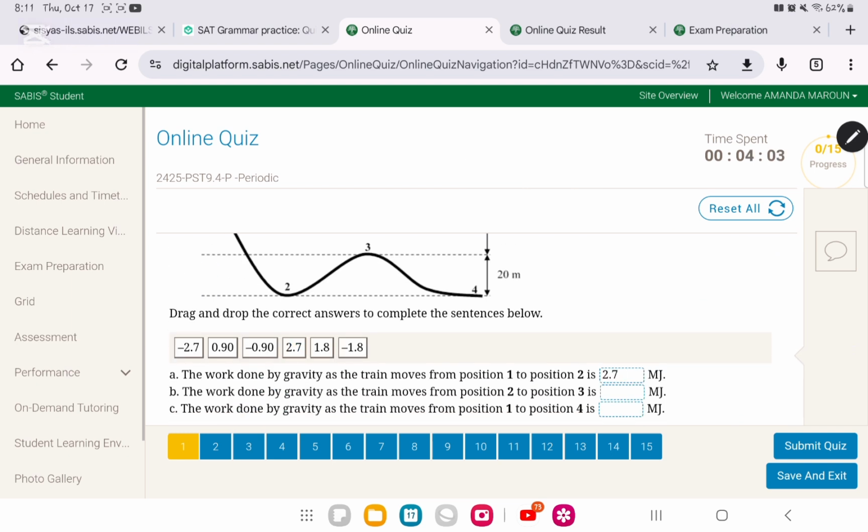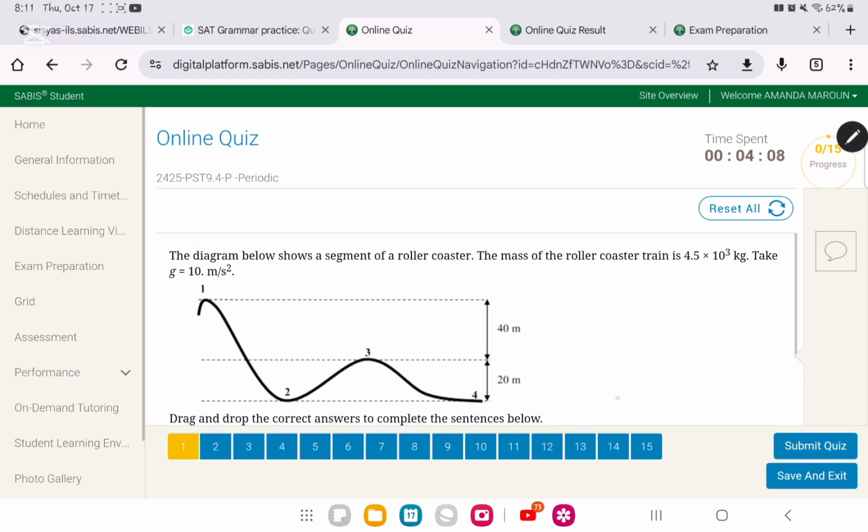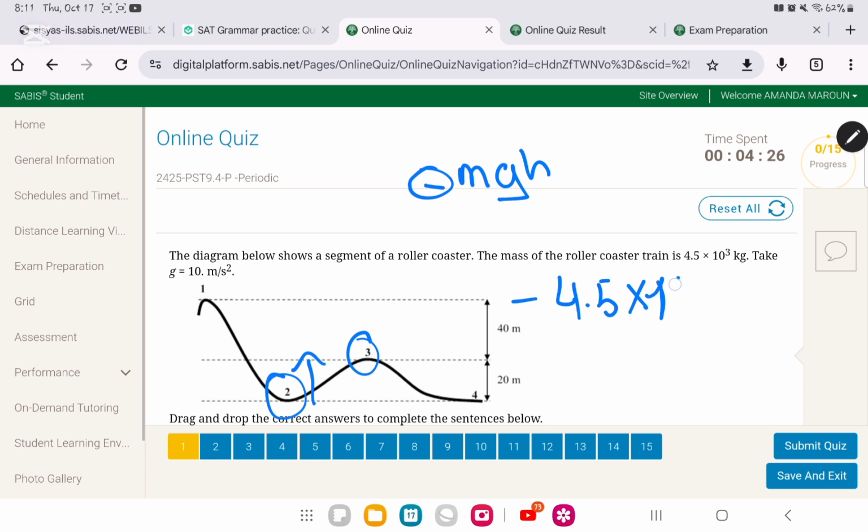For the second one, they need the work done by gravity as the train moves from position 2 to position 3. From position 2 to position 3, we are going upwards. So gravity, if we're going upwards, it's gonna become negative. So we're gonna use minus mgh. We have our mass, which is 4.5 times 10 to the 3 kg, multiplied by g, which is 10, then multiplied by the height in meters, which is 20.